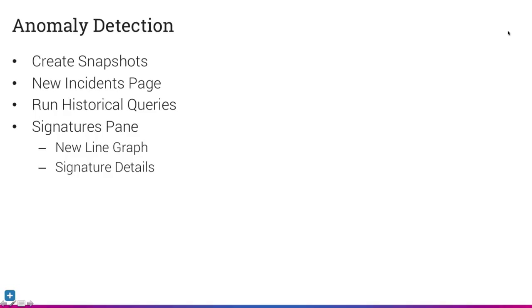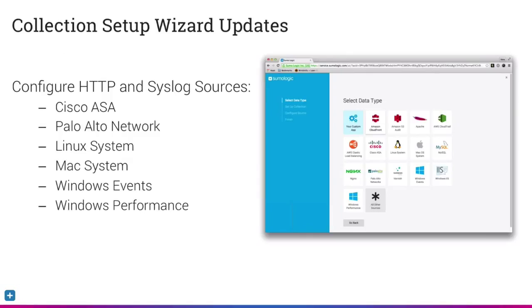Another thing before we get there is the collection setup wizard updates. If you haven't noticed, you can also configure HTTP and syslog sources. So we've added a collection of new data sources that you can select from. This includes Cisco ASA, Palo Alto Network, Linux system, Mac system, Windows events, and Windows performance data types. And you can use this by just clicking on Manage Setup Wizard, Set up Streaming Data, and select your data type.